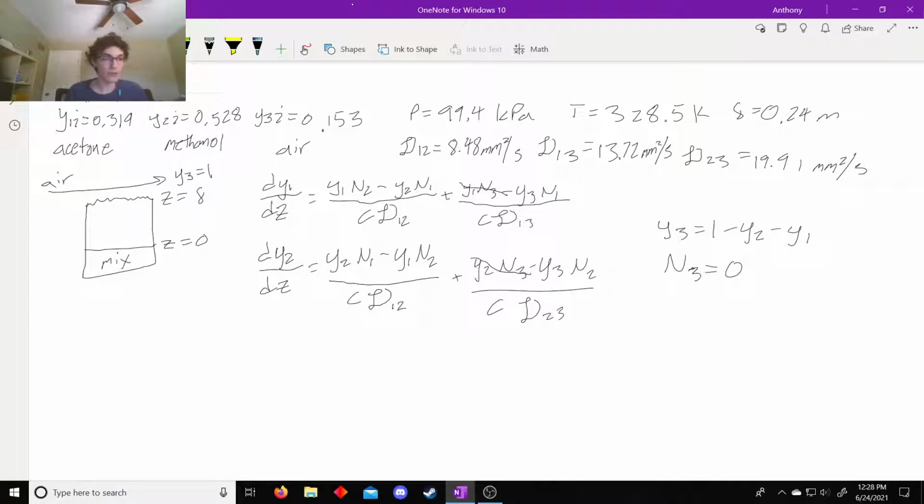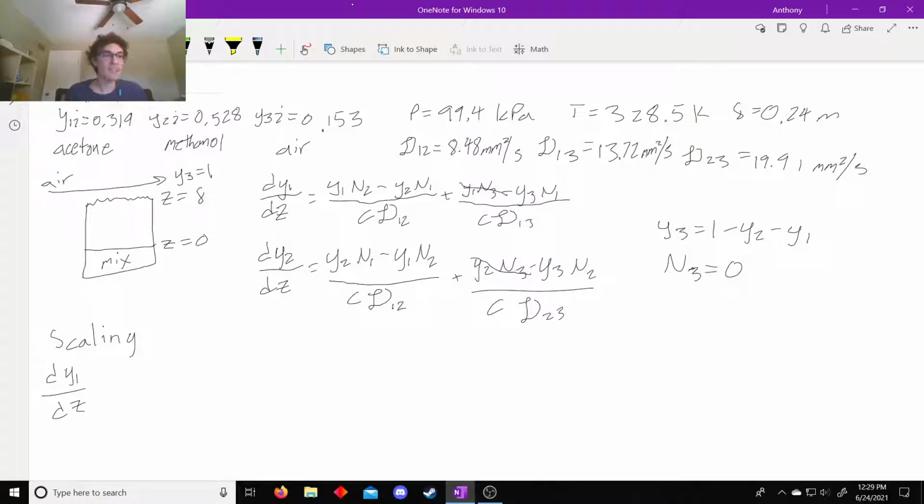So we're going to go down here and we're going to do scaling. Again, what scaling is: we are going to scale our dependent and independent variables to be between 0 and 1. So to start off with our dependent variable, y1, this is a mole fraction, and mole fractions are already between 0 and 1, so we don't actually have to scale this at all. We can leave this how it is.